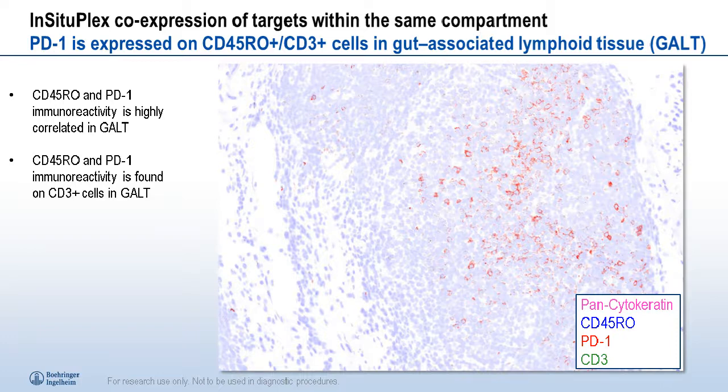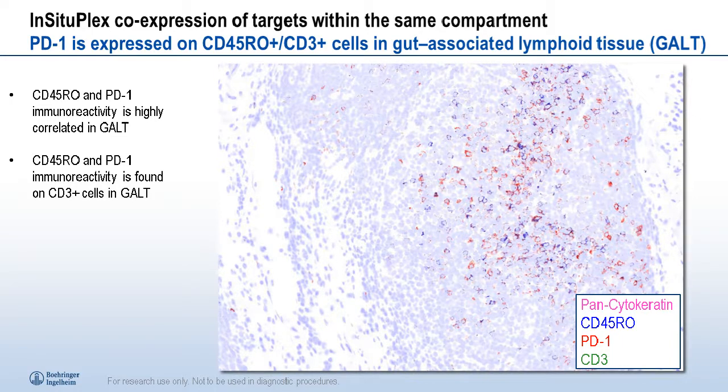So here I'm showing you the PD-1 kit. It's in gut-associated lymphoid tissue in a patient with Crohn's disease. And so there's no pancytokeratin in purple. We're really just looking at the T-cell markers here. And we're starting out with PD-1. And you can see that the PD-1 immunoreactivity has a broad range of levels from very, very faint to much more intense.